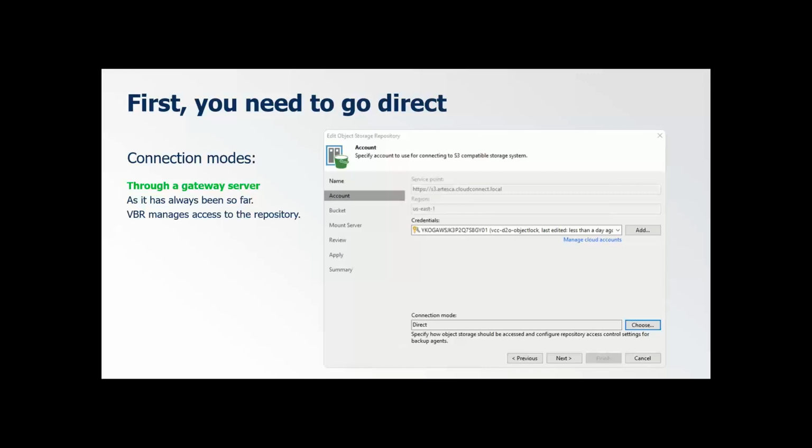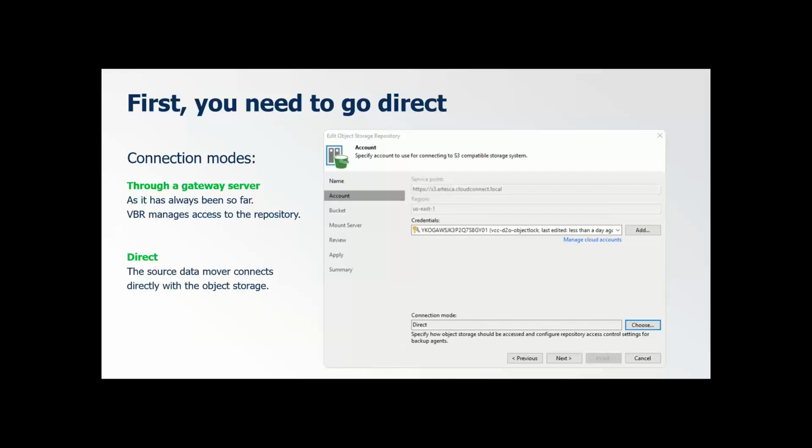First, we need to go direct. And this is the main point. When you install and register a new object storage repository in Veeam, in V12, there is a new option in this step of the wizard that says connection mode, and you need to select direct. So we got the usual connection mode, which is through the gateway server, as it always has been so far. So VBR manages the access to the repository through a gateway, one of the managed servers that you enable to be the one writing to the bucket.